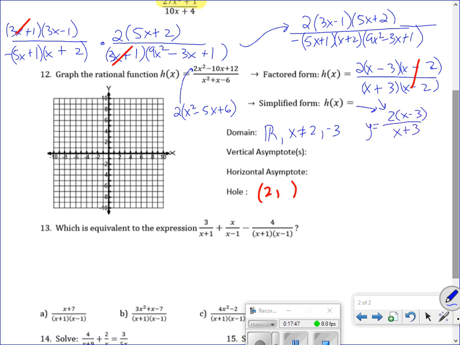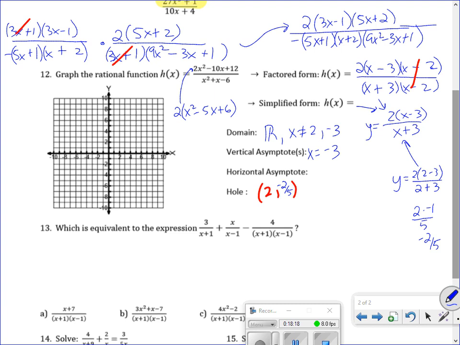So x plus 3 is still the place where the asymptote is going to be. So the asymptote is still going to be at negative 3, but the other one, the 2, went on to become a hole. Well, if I want to get the answer for the hole, I plug 2 into this problem. So y would be 2 times 2 minus 3 over 2 plus 3. So that's 2 times negative 1 over 5, so negative 2/5. So to find where the hole is, you plug the x value into the leftover problem. So that'd be negative 2/5.